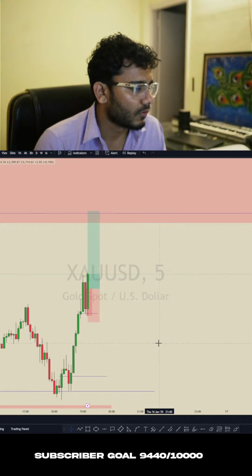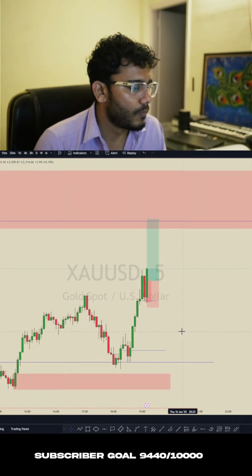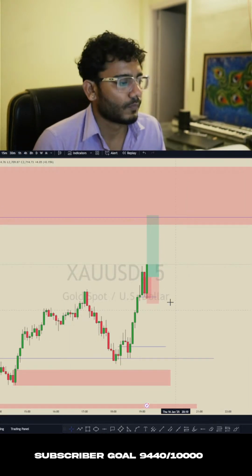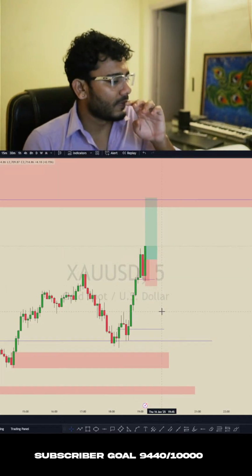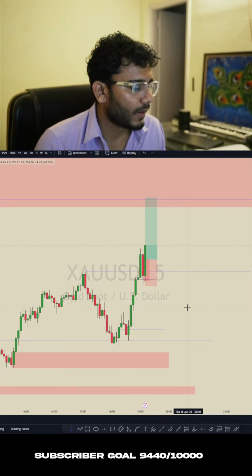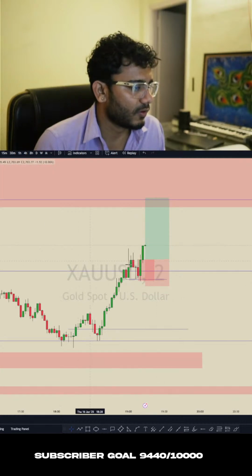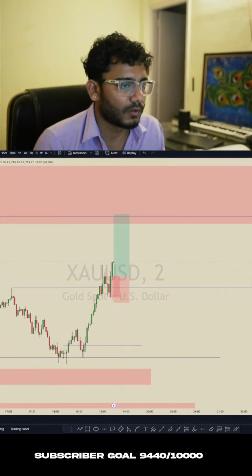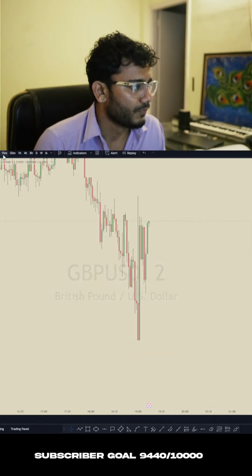This high is broken. You can enter here, but enter with less risk. Price continues to the upside. Price has created this inducement, so it should continue the upside. Let's see.